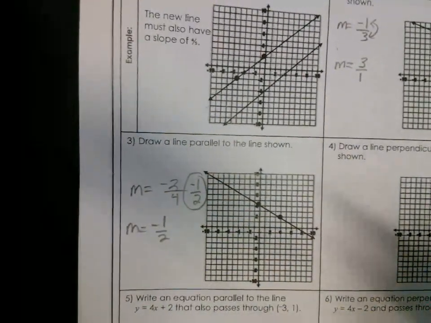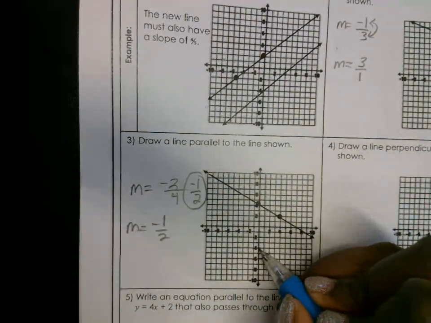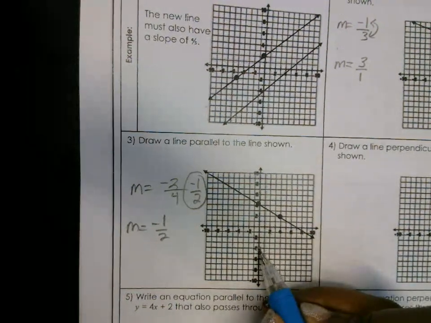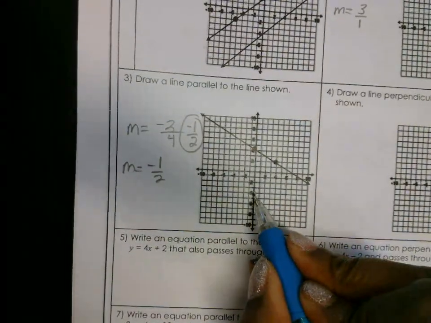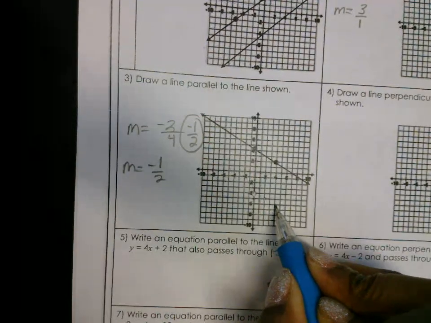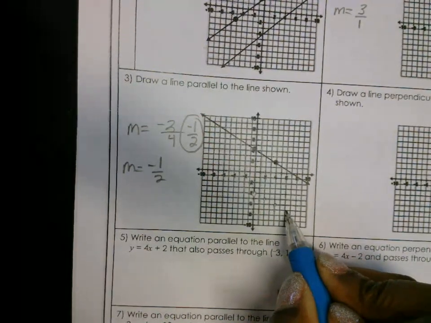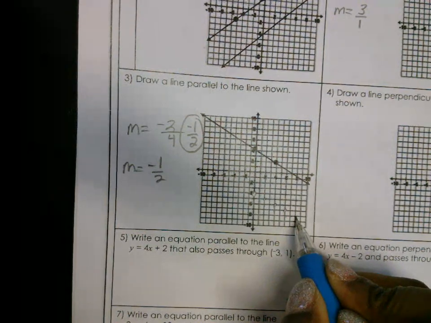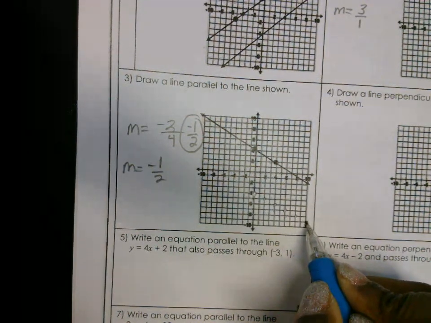So I can start anywhere. I'm going to start right here. I'm going to slide this up. I'm going to go down 1 and to the right 2, down 1 and right 2, and continue the pattern.